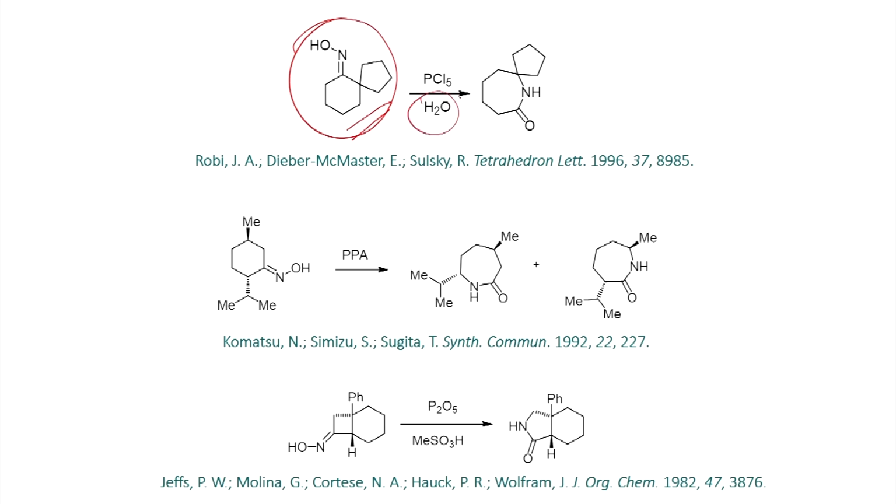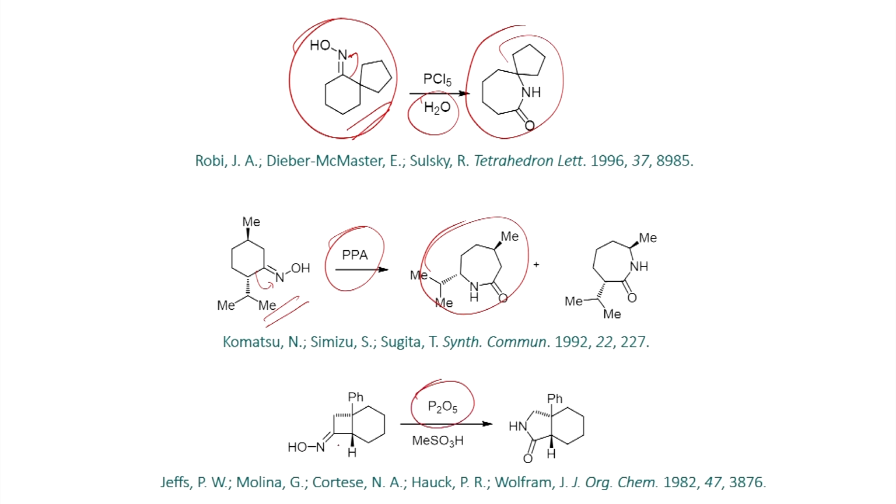Here is another example shown, the reaction of this oxime with PCl5 in the presence of acid. As we have seen, this can undergo migration, and you will be able to get this lactam as the product. And here, in this case, polyphosphoric acid has been used, and this also can undergo migration as shown here, and you will be able to get this compound. And here again, when you react with phosphorus pentoxide, as we have seen, it can migrate, and then you will be able to get this bicyclic lactam as the product.